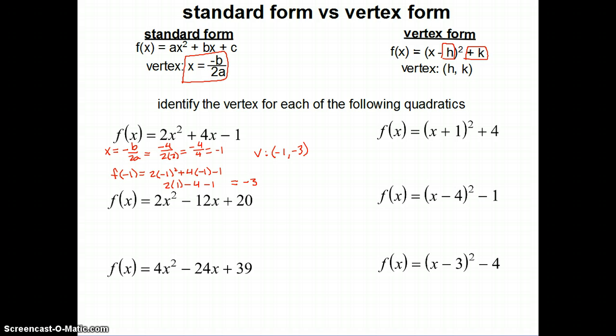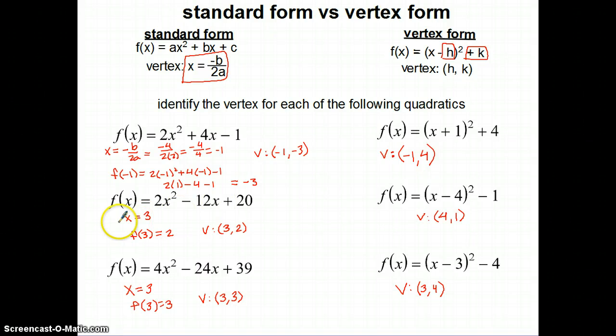Now from vertex form, we have a much quicker way to find our vertex. We look at the number that's being added to the x. Here it's a positive 1. Well, your vertex is going to have the opposite x value, so a negative 1. Your y value is simply the number that's added onto the end, which is a positive 4. So your vertex is simply (negative 1, 4). Go ahead and pause the video and try the next 4 on your own.